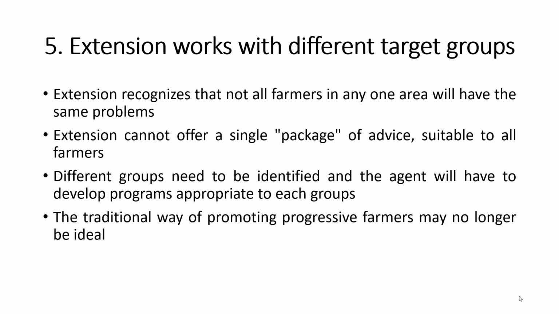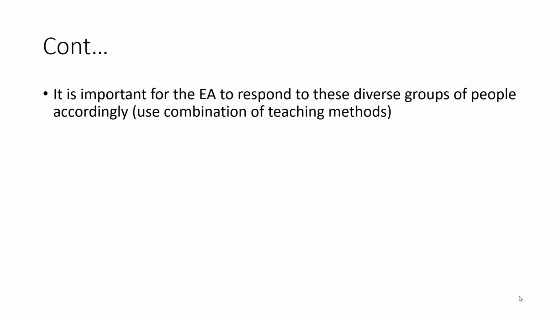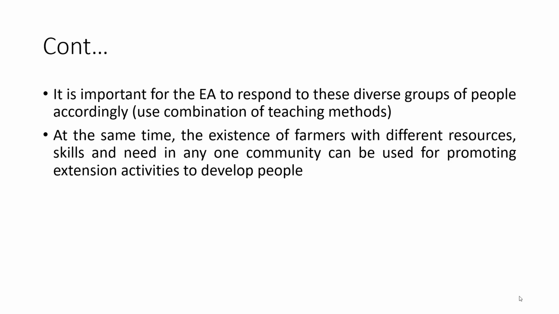The traditional way of promoting progressive farmers may no longer be ideal. It is important for the extension agent to respond to these diverse groups of people accordingly. At the same time, the existence of farmers with different resources, skills, and needs in any one community can be used for promoting extension activities to develop people. When farmers and their families of diverse backgrounds come together, they can act as a resource pool. For example, if you have 5 farmers, they may have different knowledge and skills that can be utilized to solve a problem. Now let's look at some other principles of extension.